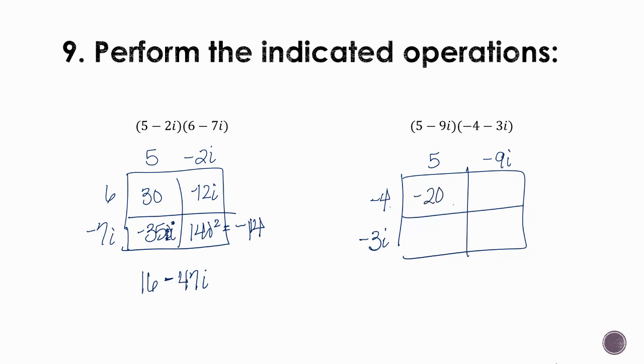So on this one too, I'm setting it up. I'm going to multiply through and get all of my pieces. I'm going to remember to change that 27i squared into a negative 27. And then I'm going to add my like terms. So I get negative 47. And then 36i minus 15i is 11i. Okay? So again, multiplication, just be really careful about that i squared piece. Don't forget that. And then make sure you're combining your like terms correctly, okay?